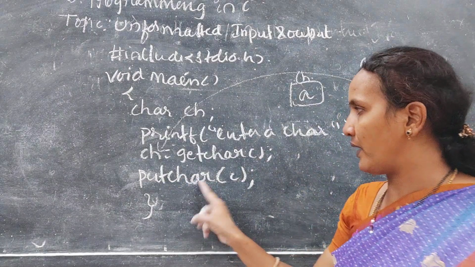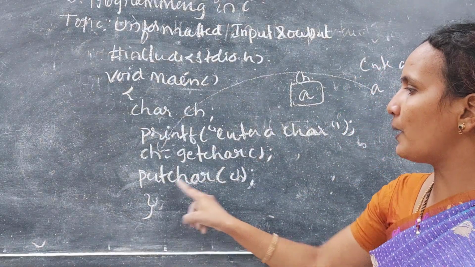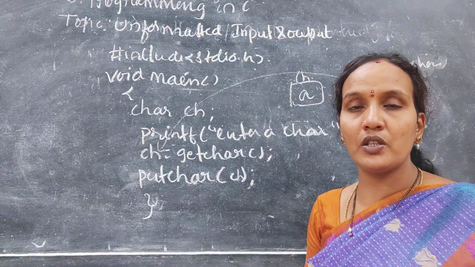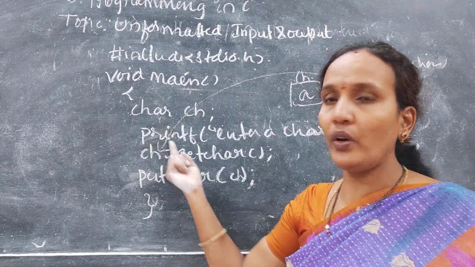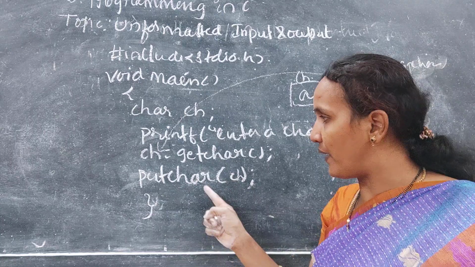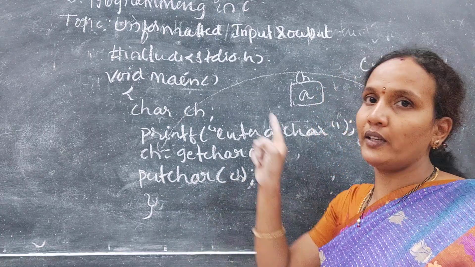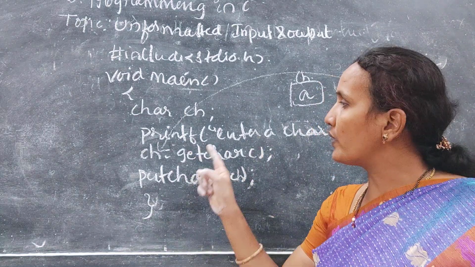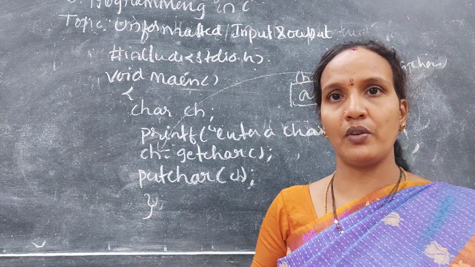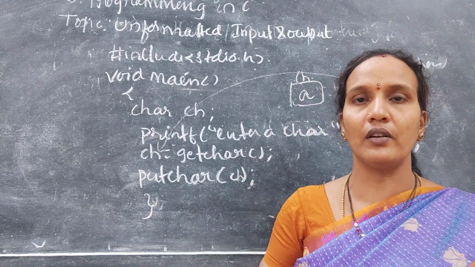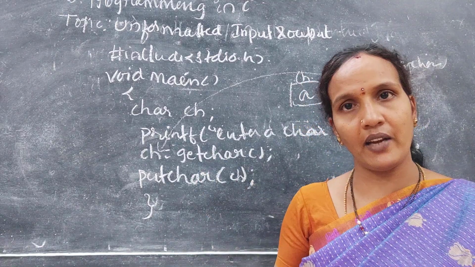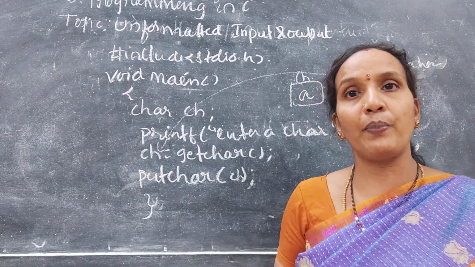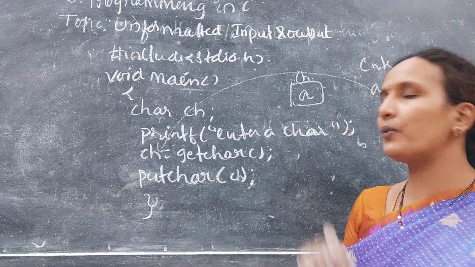Using putchar, here it is ch. What is the putchar function? It is used to print a character on the screen which is taken by getchar. So putchar(ch) means this function will print the character on the output screen. getchar is like a scanf function, but here we are taking a non-numeric character. A single character you can take from the getchar function, and that single character you can print on the output screen by using the putchar function.